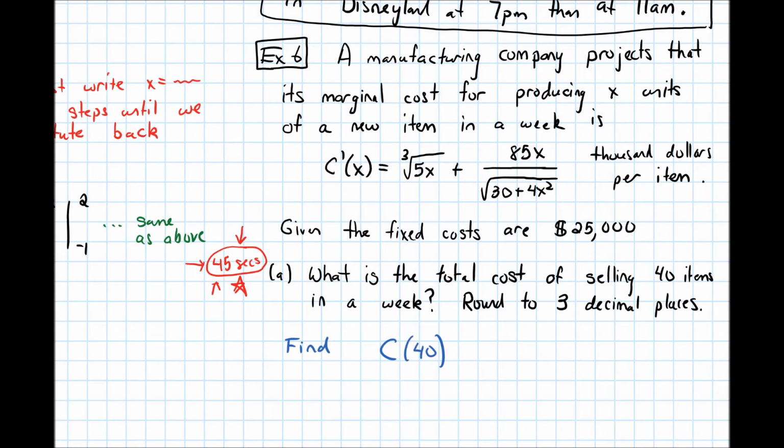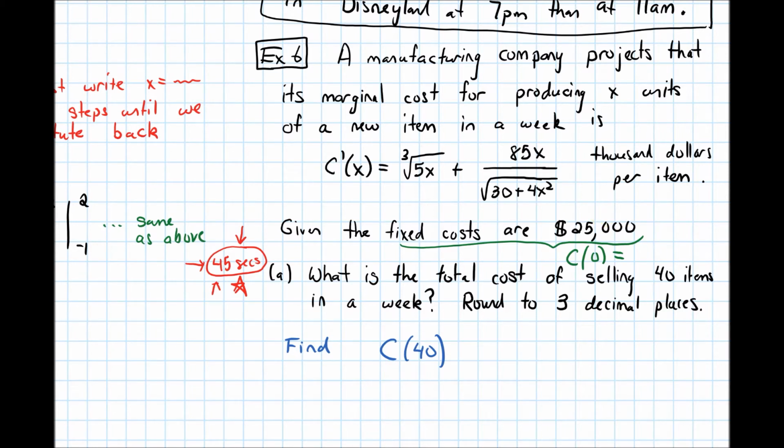Okay, so before we proceed with that, let's keep in mind that the question tells us the fixed costs. So the fixed costs are $25,000. The fixed costs have to do with, well, what is the cost of selling no items? What is c of 0? So it might be really tempting to say, wait, c of 0 is 25,000. But that's not quite right because I have to think about units.